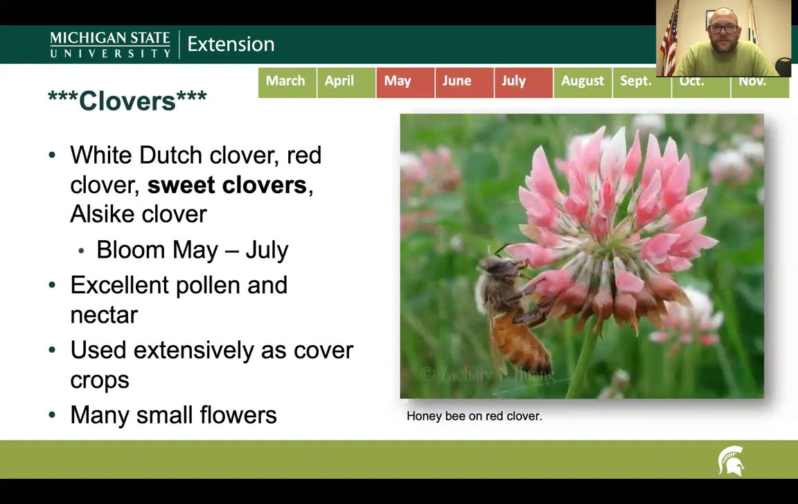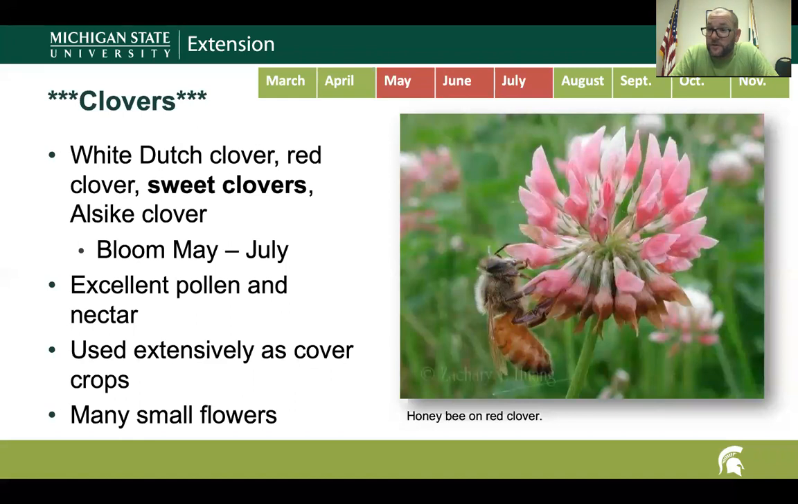All right, clovers, and you'll see that I've got these asterisks around clovers. There's going to be a few plants in this lecture that have those asterisks, and the reason they have asterisks is these are the plants that you really want to focus on. These are the top quality honeybee plants as far as nectar and pollen. So there's lots of clovers out there. White Dutch clover, red clover, those types of clovers, they're fine. They're adequate for honeybees. You can see this picture right here of this bee foraging on red clover.